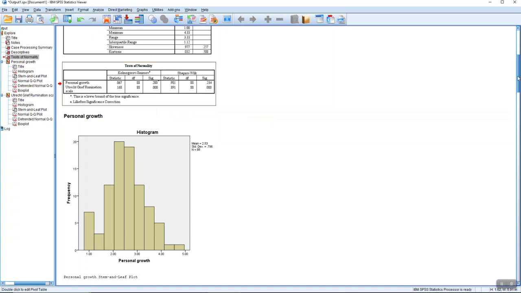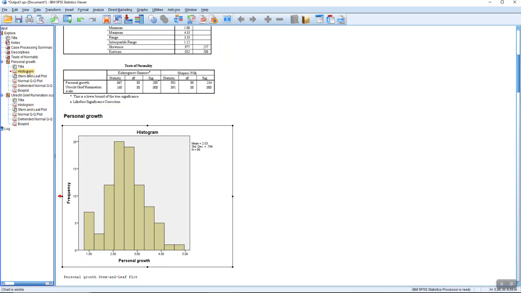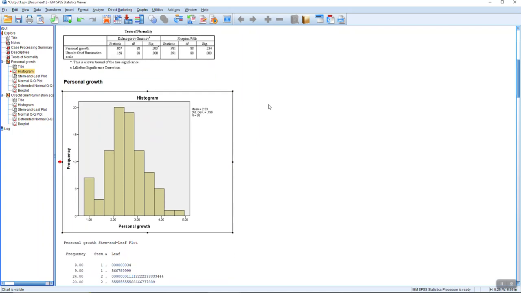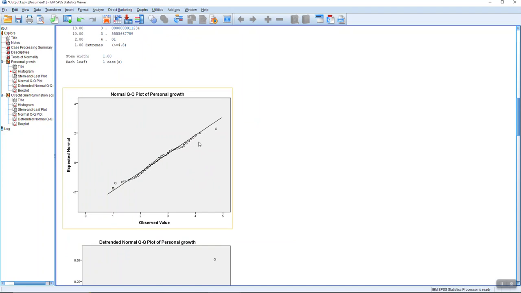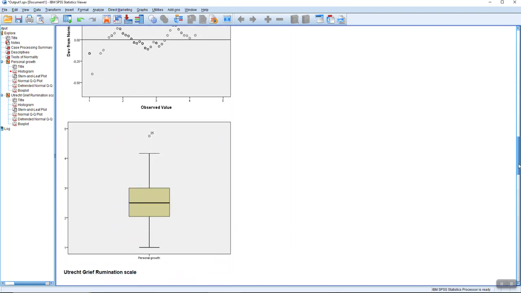Now these things can be confirmed from the further results. You can see the histogram for personal growth. In the last table, we have decided on the basis of the value of significance that this variable is normally distributed. And the histogram also shows that this variable has a normal distribution because it has a bell-shaped curve. So moving towards the normal QQ plot for personal growth, you can see that we have a normal line, which is this straight line, and the data points fall on the line or near to this line. So this shows that the data for this variable is normally distributed.